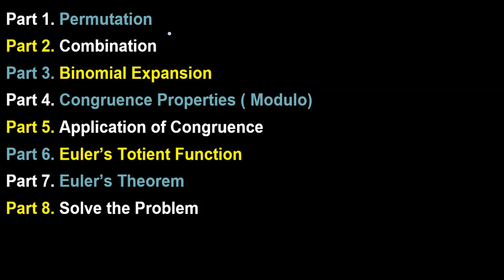Since I want this video to be useful for basic level students up to professional level math solvers, it has 8 parts. I explain all these things, but maybe you know some of them, so you can use the time codes or time steps in the description below. If you know, for example, permutation, combination, binomial expansion, but you don't know, for example, Euler's theorem, you can go straight to part 7, see what Euler's theorem is, and then go to part 8 to solve the problem. Or if you know all of them, you can go straight to part 8 and solve the problem.